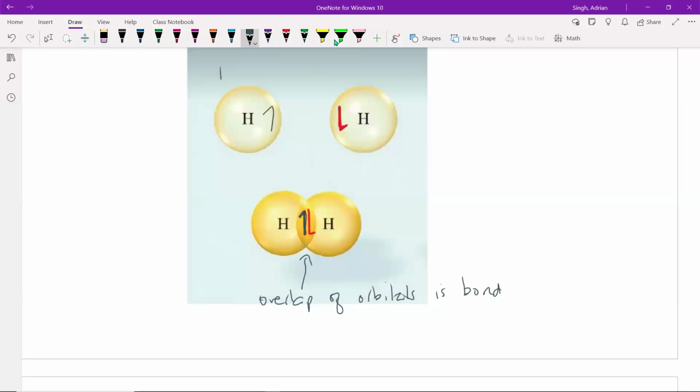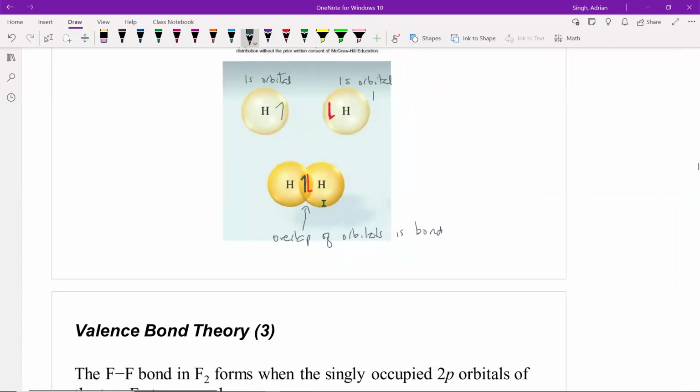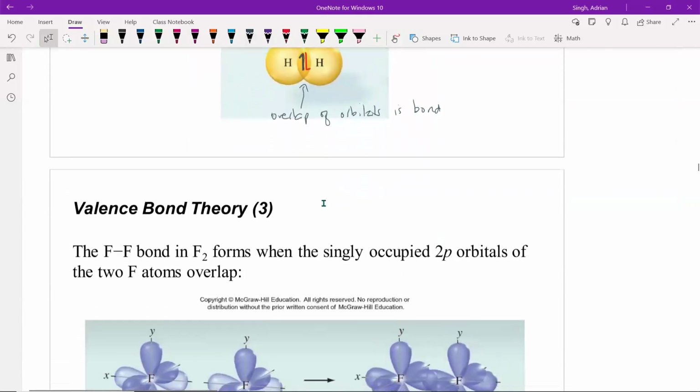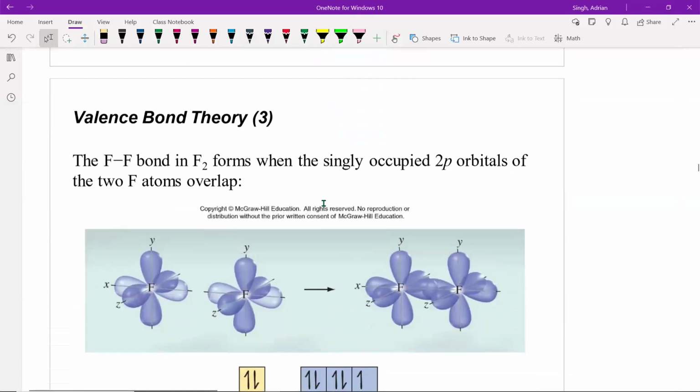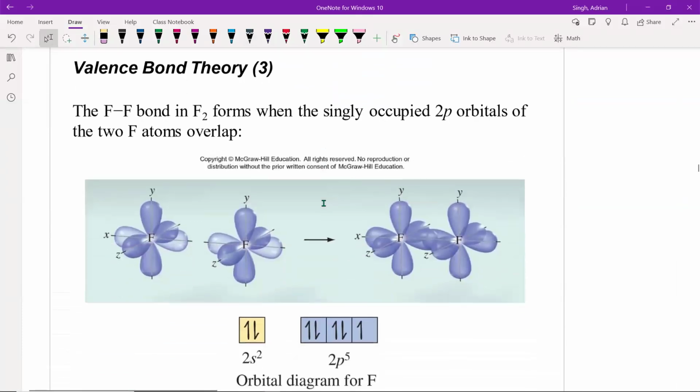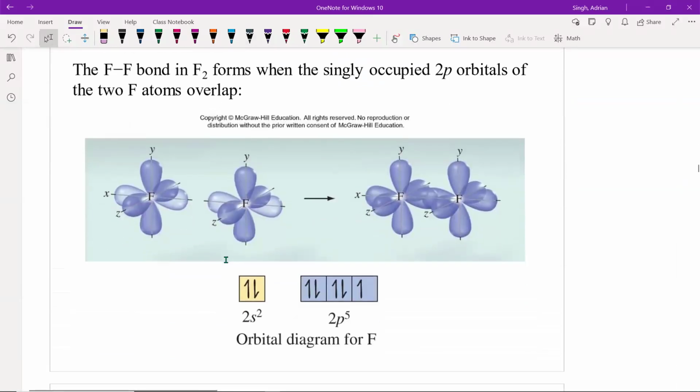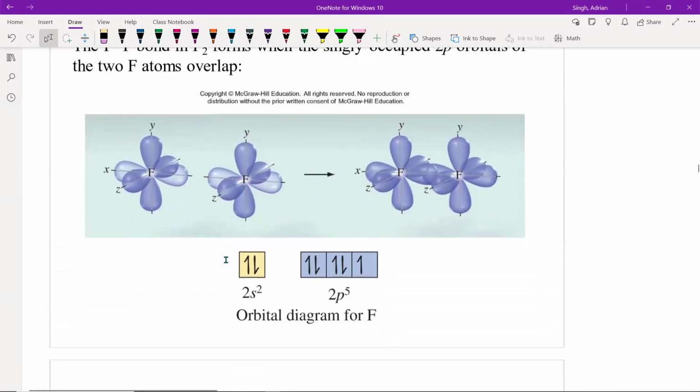So this is one s orbital here, which is spherical, as you know, and another one s orbital right next to it. Okay, this is the simplest example. We can apply this to lots of other instances where we have singly occupied orbitals.